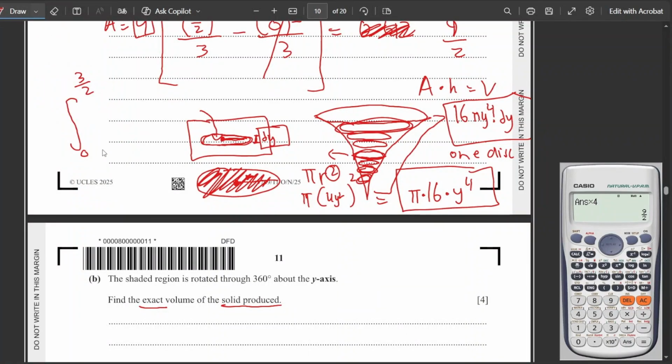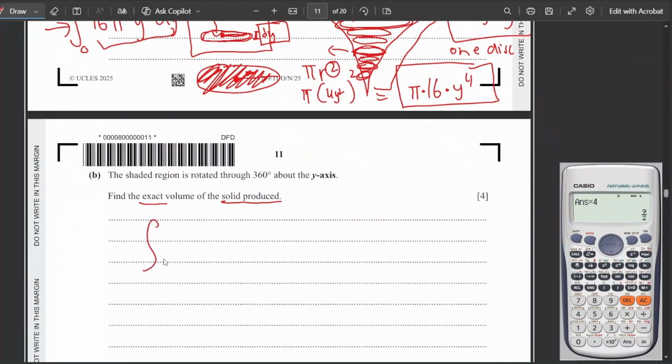And what's the equation for one volume? For one volume, it's 16 pi times y to the power 4 dy. This is for one volume, and I'm going to add it from 0 to 3 by 2 for all the volumes. So when I solve this integral, I'm going to get the volume of all of those tiny disks, or in other words, the volume of this trumpet. So I have to solve this out: 0 to 3 by 2, 16 pi y to the power 4 dy. Let me just check that.